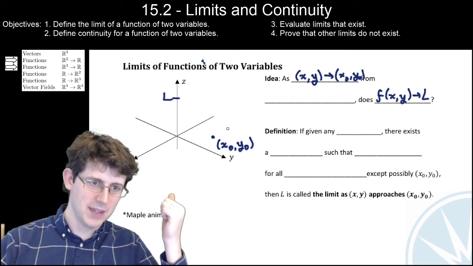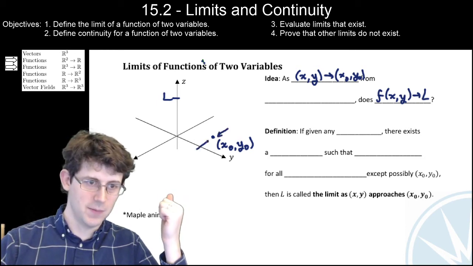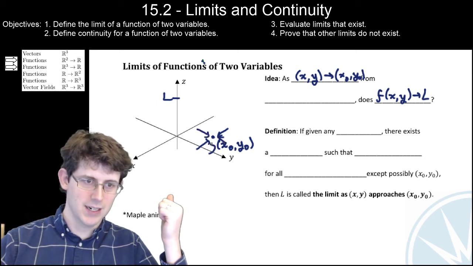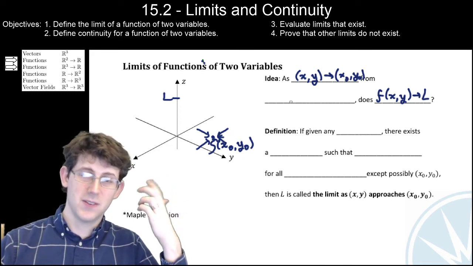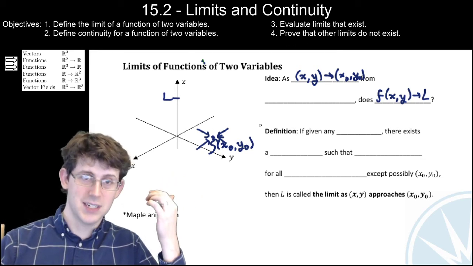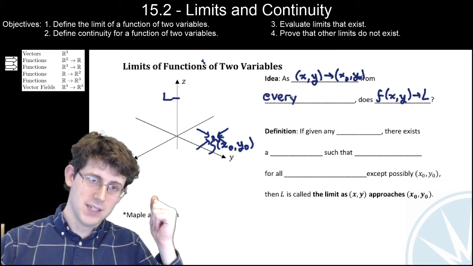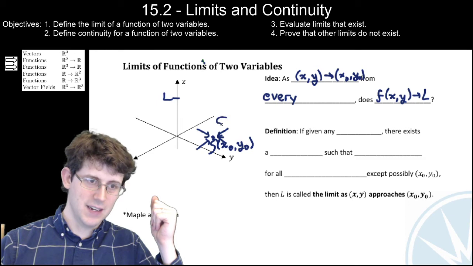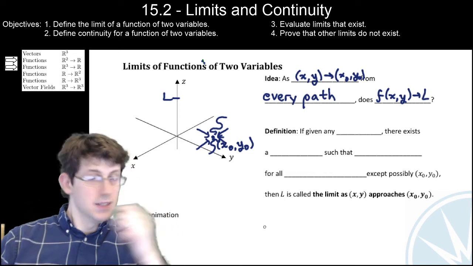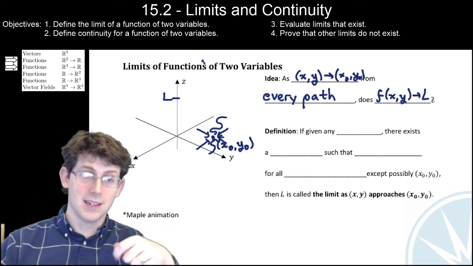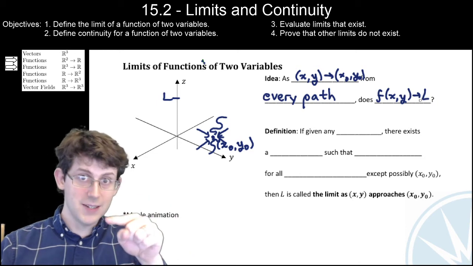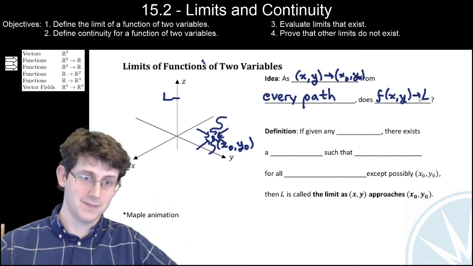You can come from the left toward (x0, y0), and you can come from the right, but you can also come from the top and the bottom, and you can come from a weird curvy direction that comes in at (x0, y0) from a weird way. So for the limit to work in this situation, it needs to work from every direction. And even worse, I want to be able to say that it works even if you come in on some weird squirrely path. So we'll say the limit exists as long as the function approaches the same z value no matter how you come at the input point.